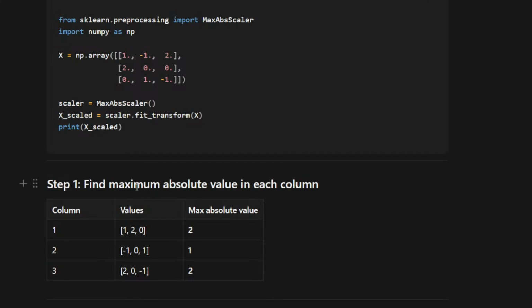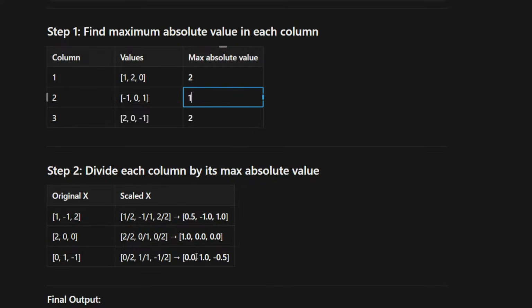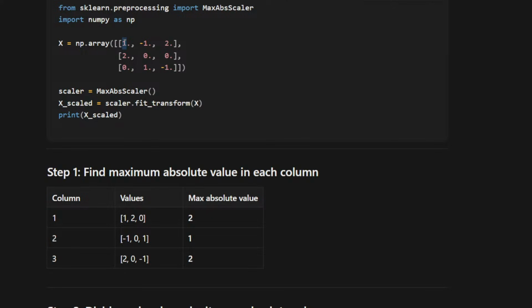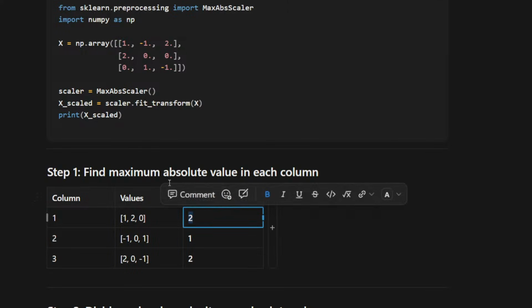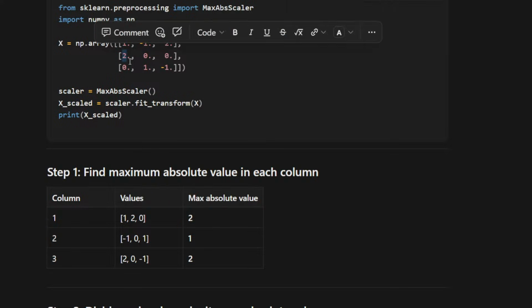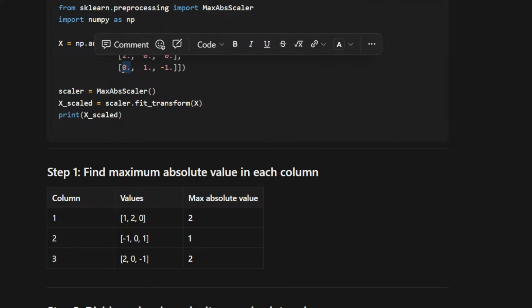Okay, first step, this is the data set. We have to find the maximum absolute value in each column. So in this column it is 2, in this column it is 1, in this column it is 2 again. So we made a note of that, and then we are dividing each column by its max absolute value found in the last step. So in the first column, the max absolute value is 2. So this entry becomes 1 by 2, this entry becomes 2 by 2, which is 1, and this entry becomes 0 by 2, which is 0.